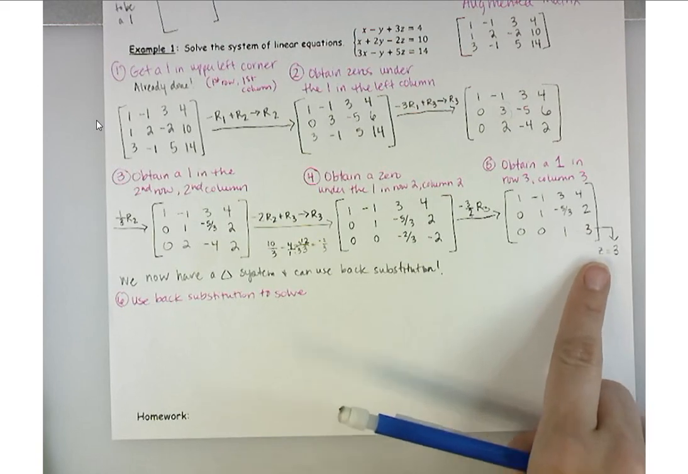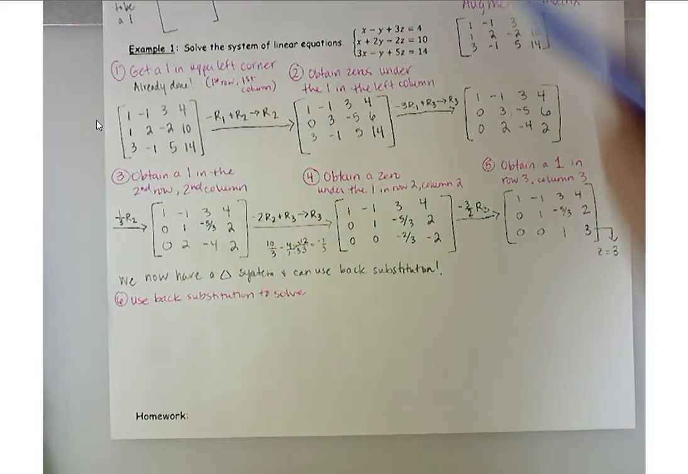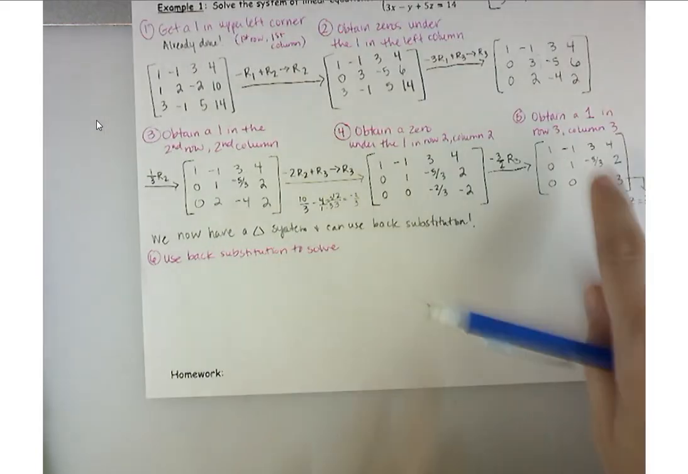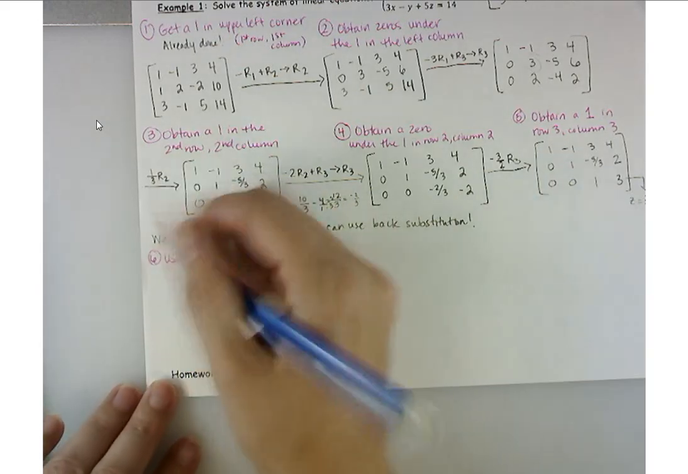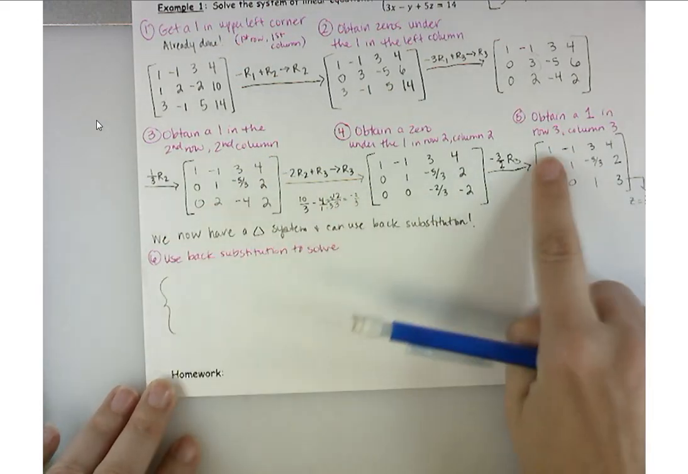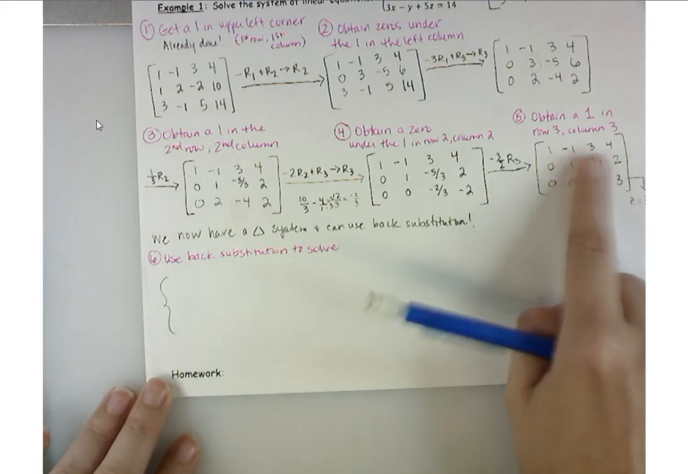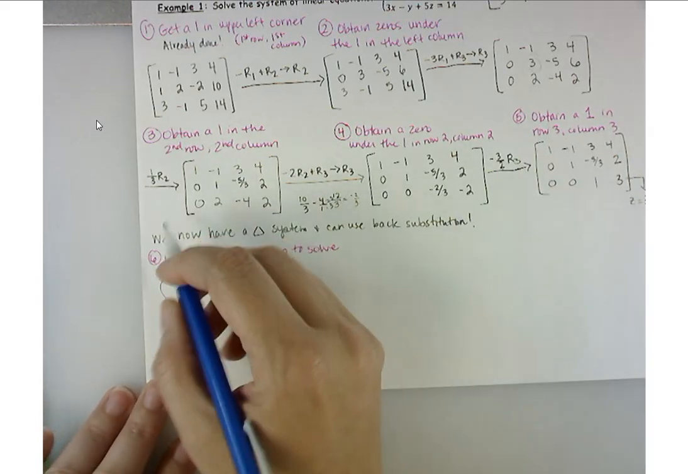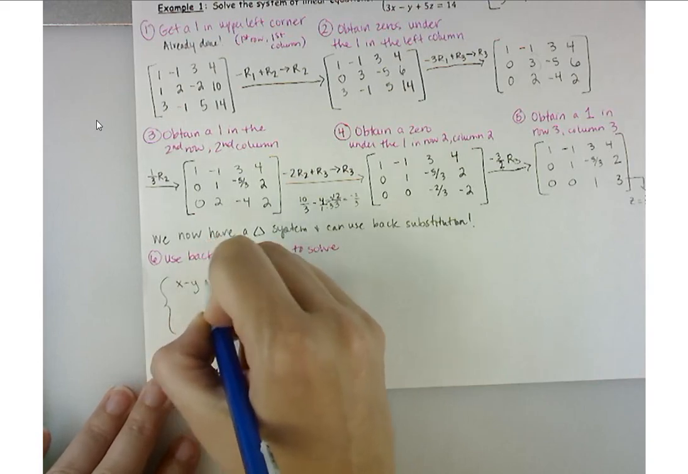Okay, and then so your last step is going to be to use back substitution to solve. So let's write out what this system is. So our system, if we have 1, negative 1, 3, 4, do you guys think you can write out what that equation is? Yes. Okay, Kaden, can you tell me what my equation is? The first one? Me? Yeah. X minus y plus 3z equals 4. Good.